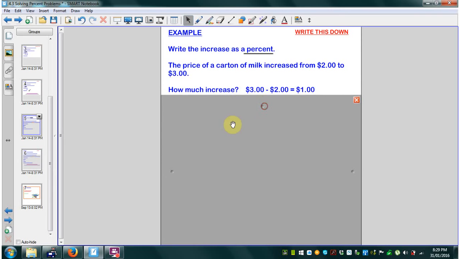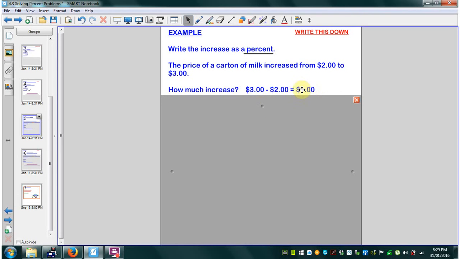So first off, to start this off, you look at the first step. How much did it increase? The milk went from $2 to $3. So the increase was $1, and I found that just through subtraction, or you can do it in your head. The price went up $2 to $3, that's a $1 increase.